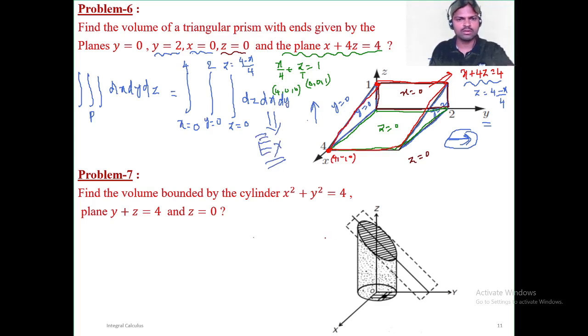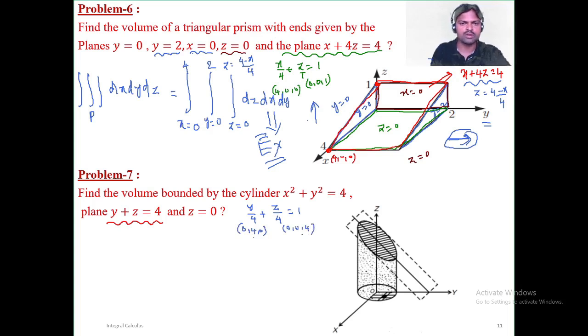Next, look at problem number 7. Find the volume bounded by the cylinder x square plus y square is equal to 4. That means the central axis is the z axis, with radius 2 units. And the plane y plus z is equal to 4. Let us divide by 4: y by 4 plus z by 4 is equal to 1. That means this plane intersects the y axis at 0, 4, 0, and the z axis at 0, 0, 4.